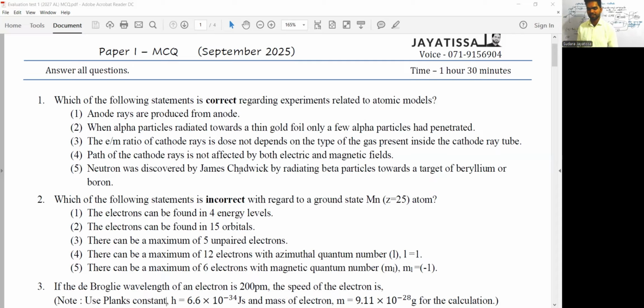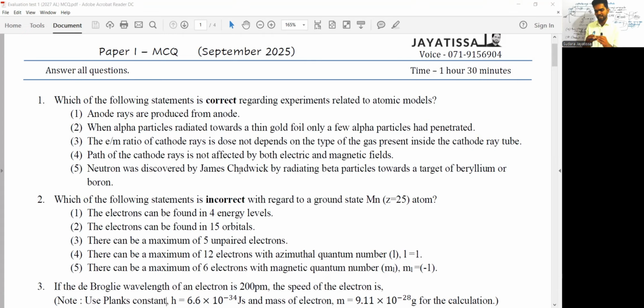Understand, Lamai? So then you can say in front of the fifth one, Chadwick used alpha particles. So actually in our syllabus, there is no experiment done using beta. Okay, so the gold foil experiment and this Chadwick experiment, both are done using alpha particles. Understood?